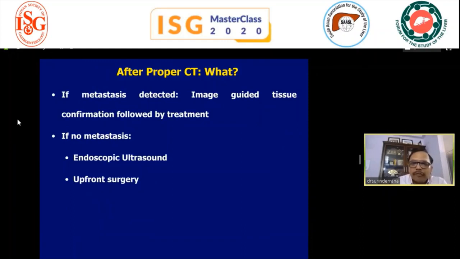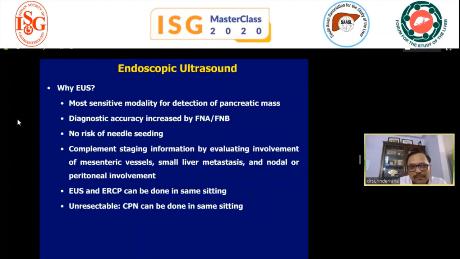Then if we have done a proper CT, we have evaluated the mass, then what next? Now, if the CT has detected metastasis, the algorithm is a little easier. You just do an image-guided tissue acquisition, confirmation of the diagnosis, followed by the specific treatment. But if there is no metastasis, what to do? Then there are 2 approaches. One is to do an endoscopic ultrasound and do a tissue acquisition, or second approach is to do an upfront surgery.